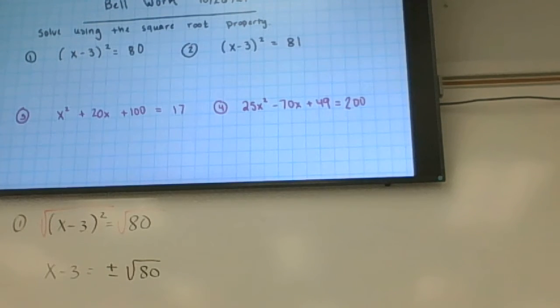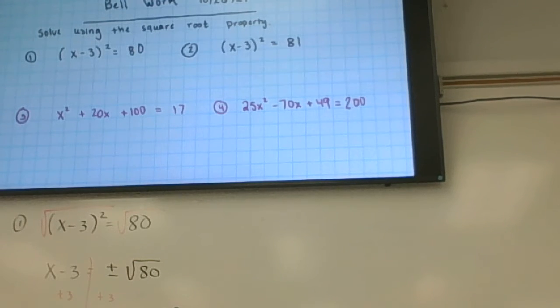Alright, my goal is just to get x alone. I just want to know what x is. So we'll add 3 and add 3. And x is 3 plus or minus the square root of 80. Technically, you solve for x. This tells you the value for x. However, we just went last week simplifying radicals, so before you finish your problem you need to make sure you leave your radical in simplest form. So simplify the radical at the end.